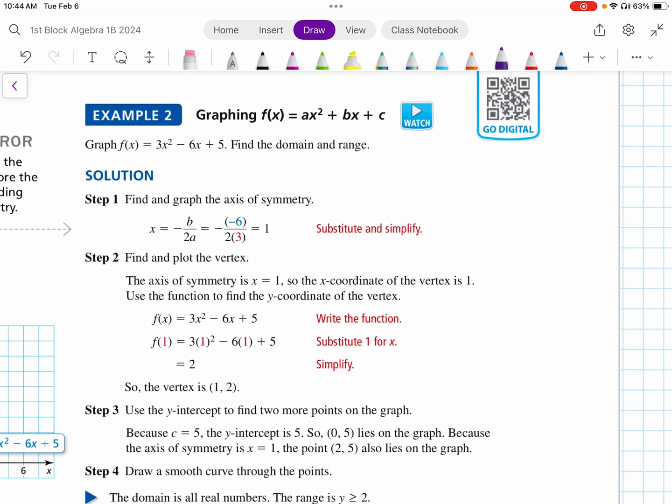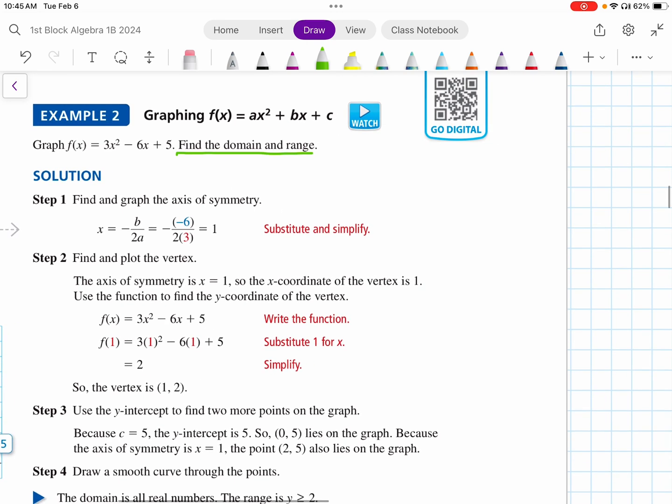Now, going into example 2, they're asking us to find the domain and the range. This is going to be kind of what I showed you on the graph I made real quickly, I think right before example 1. When we want to find a graph and then the domain and range, we want to find the axis of symmetry, find the vertex, and use C, which is our y-intercept, and that will help us graph 2 more points.